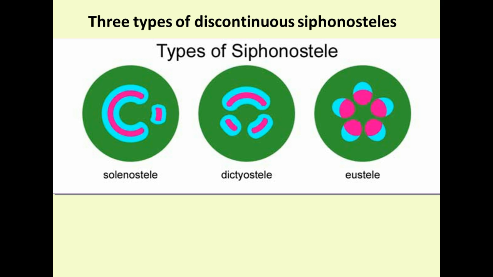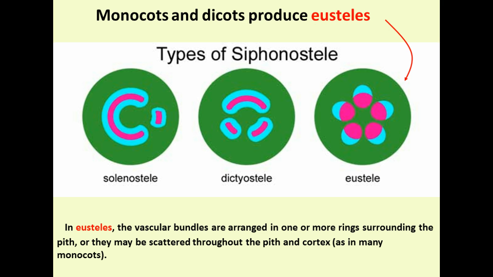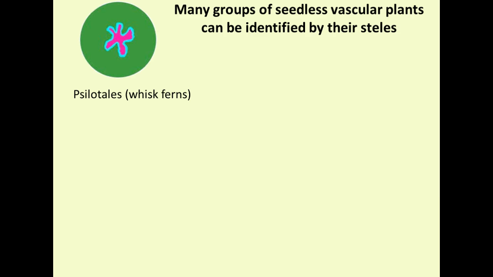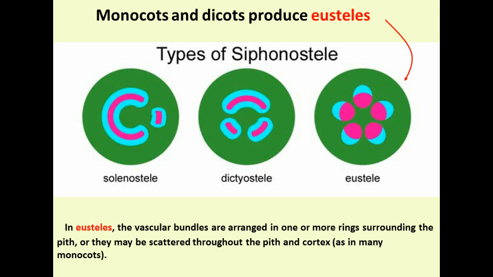Okay, but there's discontinuous siphonosteles too. So selenostele. Okay, so we can call eusteles. So monocots and dicots, they produce something called a eustele. So they're arranged in rings surrounding the pith, or they may be scattered, like the monocots. So we call that a eustele. But we also have these other ones, the selenostele and the dictyostele, which are kind of weird.